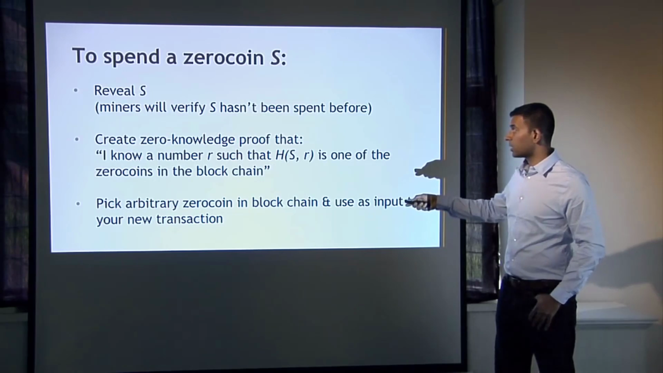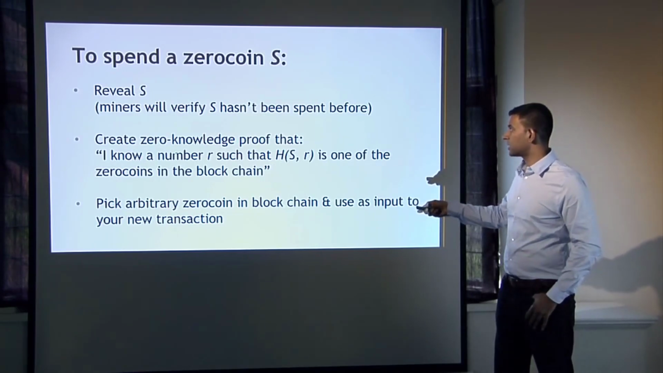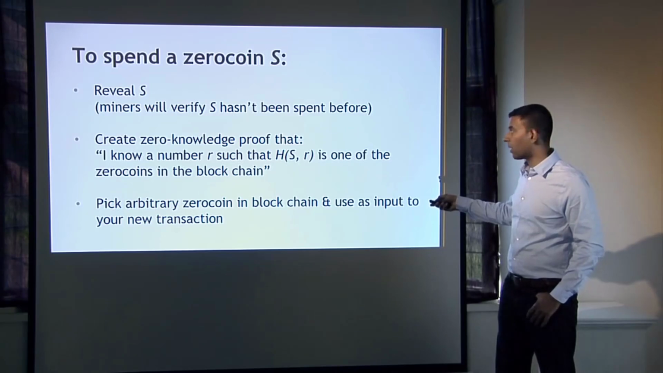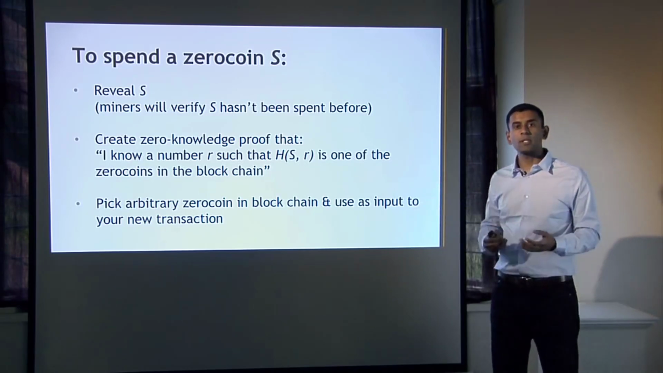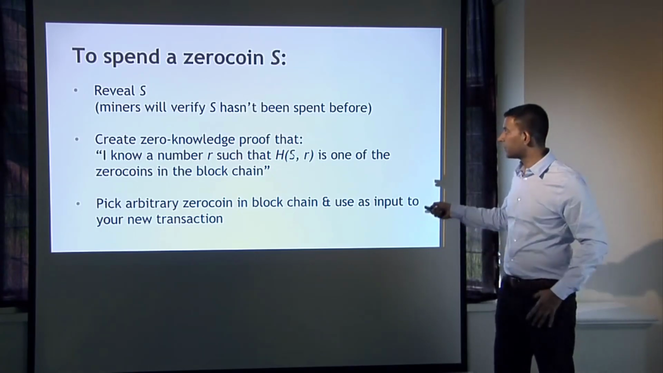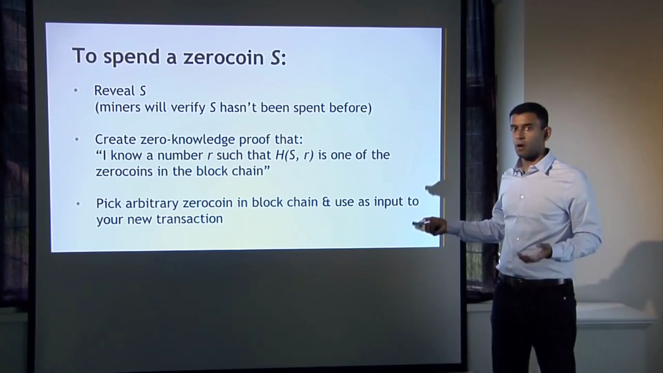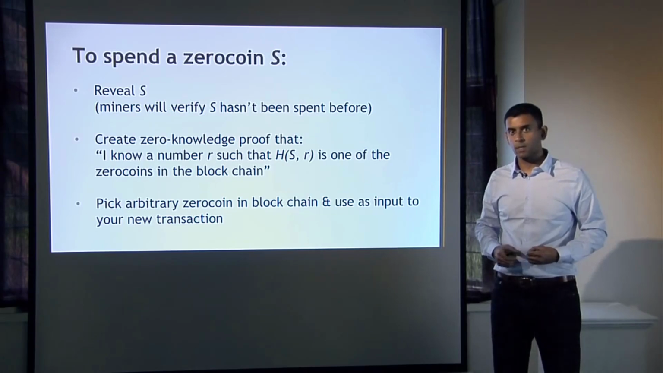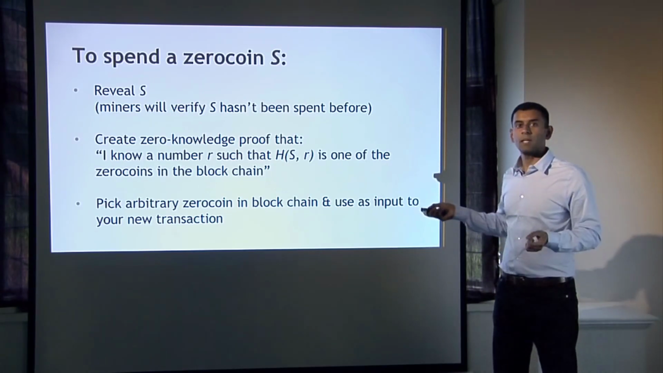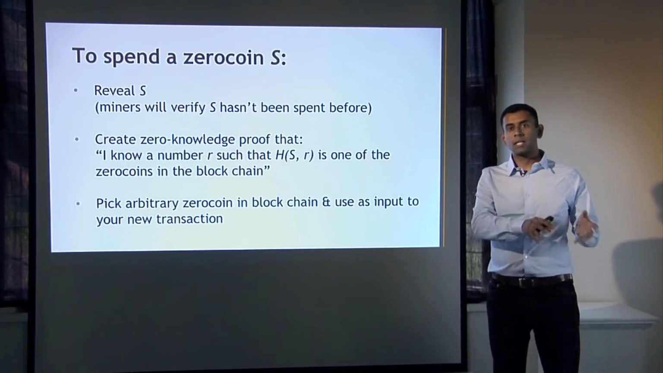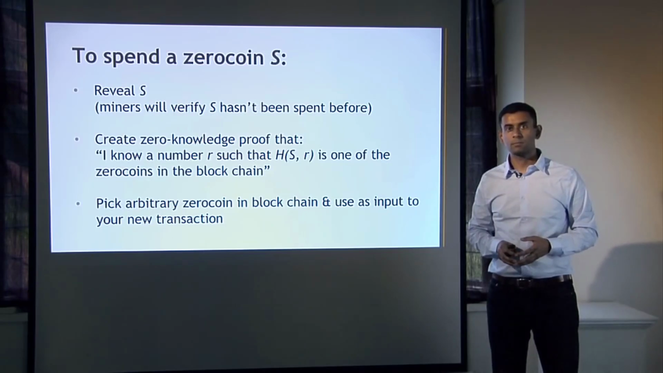Next, you'll create a zero-knowledge proof that we just talked about. And specifically, the zero-knowledge proof will say, I know a number R such that the hash of the serial number together with R corresponds to one of the zero coins of the blockchain. And we'll make that statement more mathematically precise in a second. But think about what this says. It doesn't reveal that random number R. But somehow you're proving that you are in possession of that number, combined with this serial number that you have just made public, will result in the zero coin that was once in the past put onto the blockchain. Right?